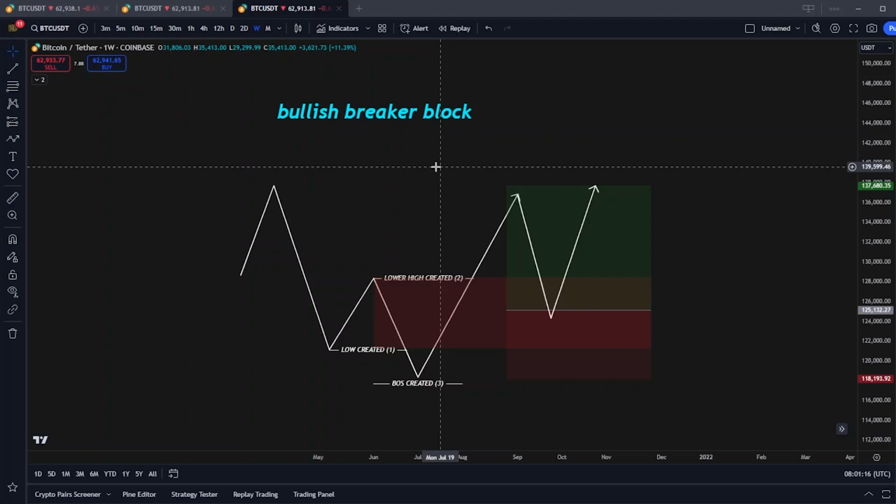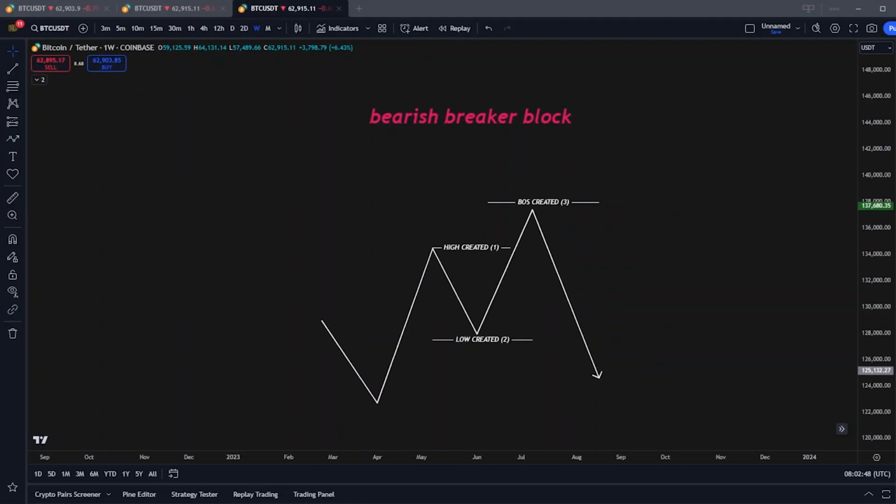But if you have a positive risk to reward ratio and a good win rate, then your strategy will be profitable in the long term. Now we move on to a bearish breaker block trade example.